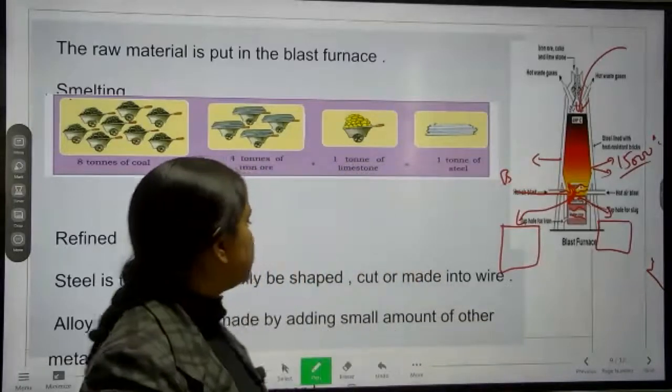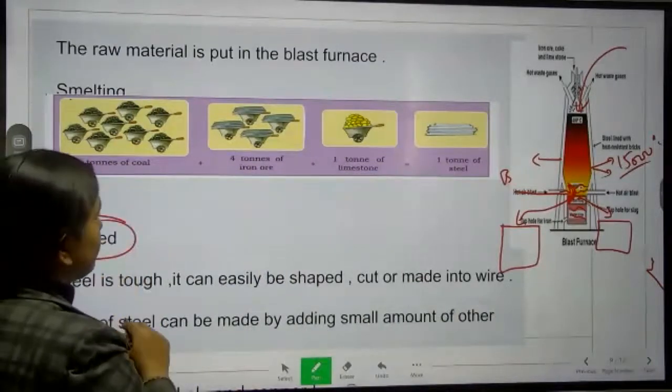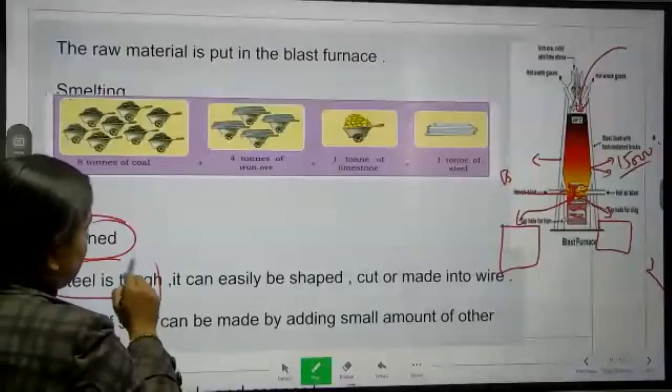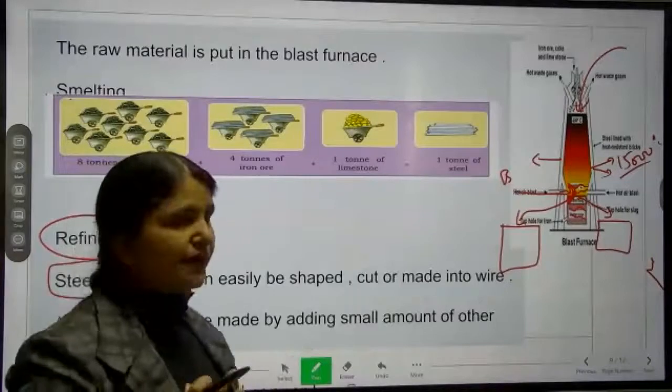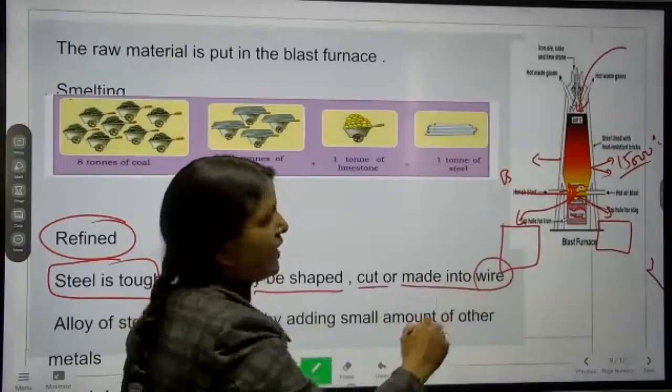Okay, now just see what it is saying. Here the refining of steel iron is happening. And if you see, steel is a tough metal which can be sawed and cut, and they make wires of that.